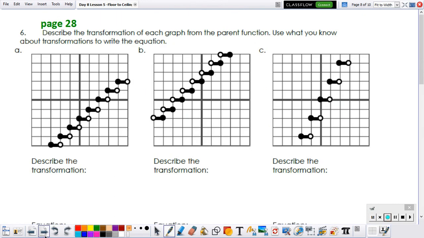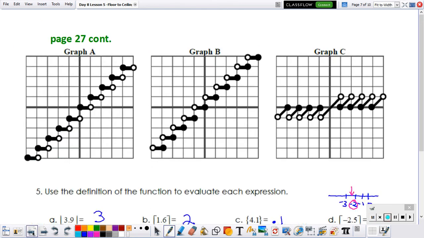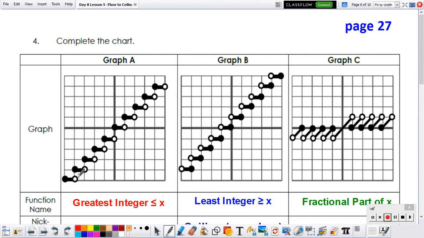All right, on page 28, we have 3 functions, and we need to describe the transformation. We're going to use the same words we used before: up, down, right, left, flip, stretch, all that fun stuff. But the first thing we want to do is identify what we have. So I'm going to look at my holes. I noticed that letter A starts with a closed circle. So everybody fly back to page 26 super fast. Which one starts with the closed circle on the steps? Yeah, the round down function.